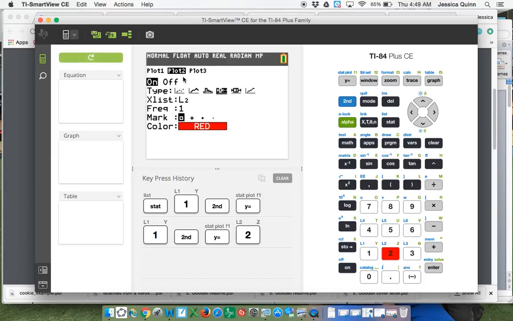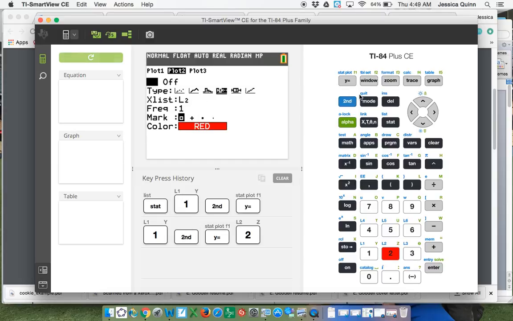I turned my plot 2 on. Again, I want my box plot with the outliers, and then you have to make sure you tell the calculator, use the list from L2. Okay, the default will be L1. So if you graph your two box plots and they look exactly the same, then you probably forgot to change one of them to L2.